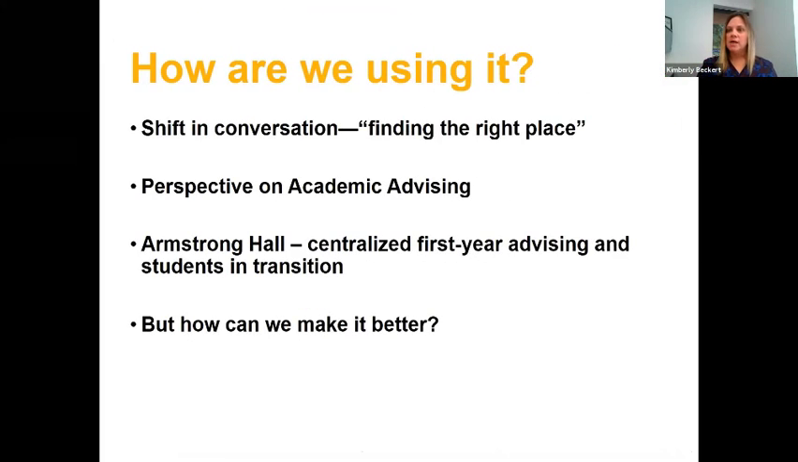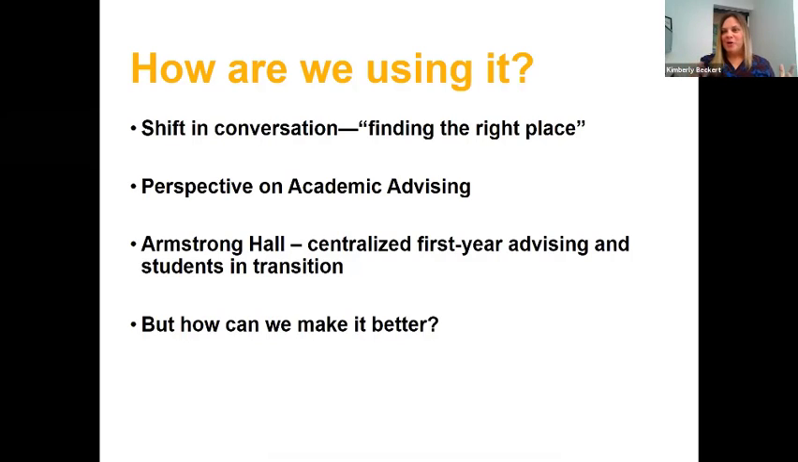So going back again contextually, this idea of Swirl, and putting some numbers and data to it and being able to show people what was actually going on, actually contributed to us centralizing our first year advising. And instead of having students have to walk across campus to figure out if they want to be a math major because they're currently an English major, they can now just walk across the hall in our centralized advising. So we decided to embrace this shifting around of majors and helping students find their right place.